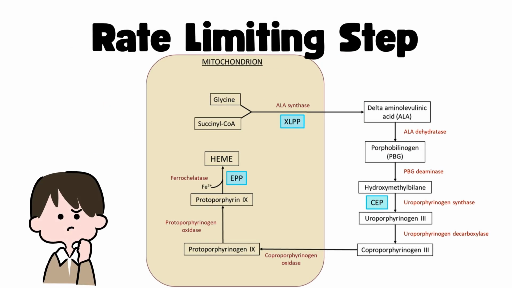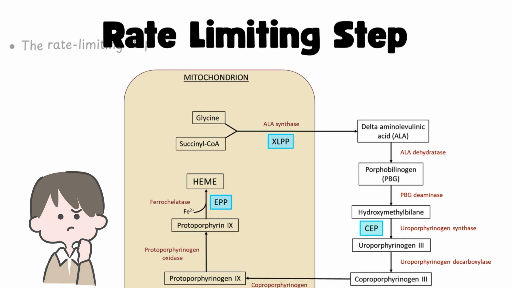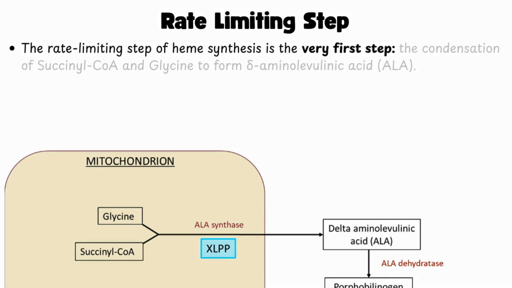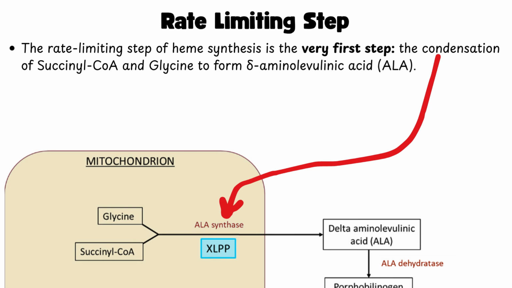What is the rate-limiting step of this pathway? The rate-limiting step of heme synthesis is the very first step: the condensation of Succinyl-CoA and glycine to form delta-aminolevulinic acid.